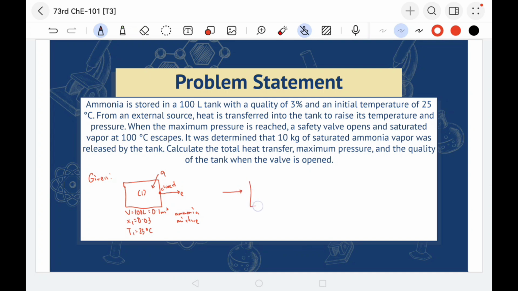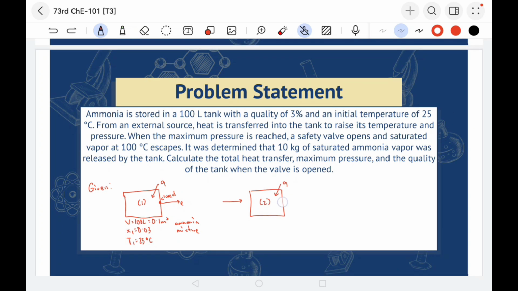Let us now draw state 2. In state 2, we still have the heat. However, our valve is now open with an exit stream that we know is a saturated vapor with an exit temperature of 100 degrees Celsius and a mass of 10 kilograms.